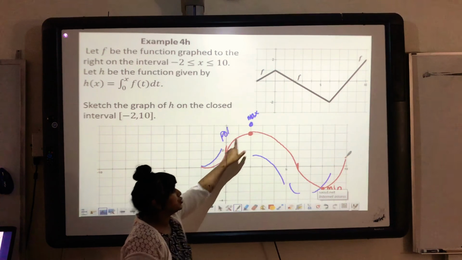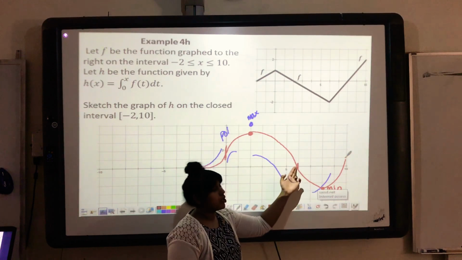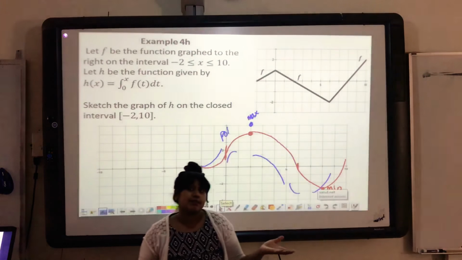So in red is our true curve, where we've got our points of inflection actually changing our concavity, our maxes, and our mins. And that's today's correction lesson.